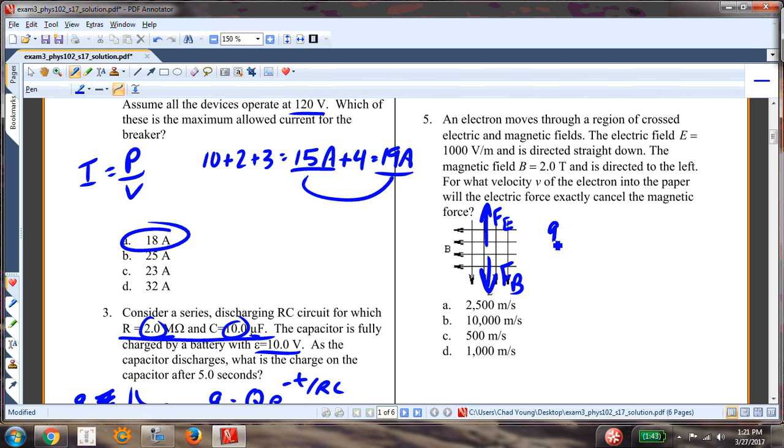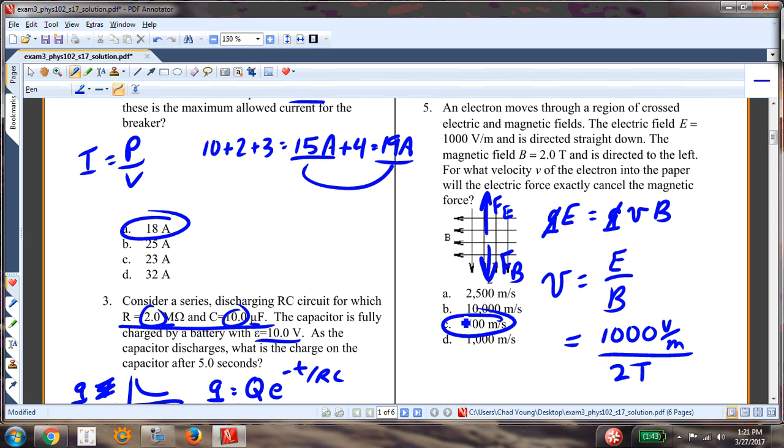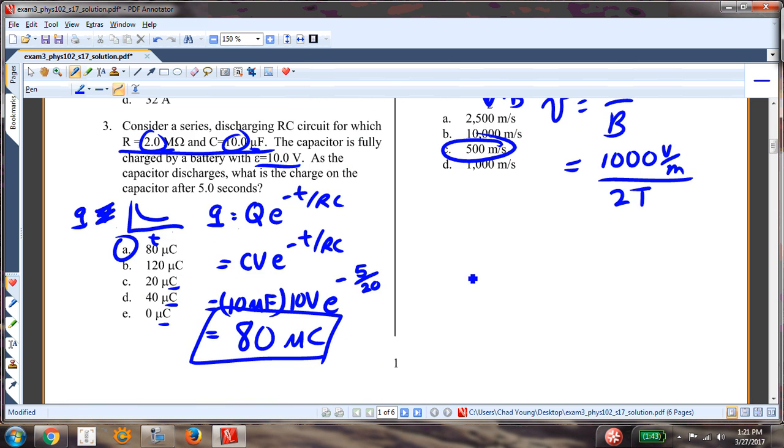So the electric force is equal to Q times E, and the magnetic force is equal to QV times B, and the angle is 90 degrees. So I'm looking for V. Look, my Q's cancel, that's convenient. And so V is equal to E divided by B. E is 1,000 volts per meter, or newtons per coulomb. Remember the double units, they can have either, divided by 2 Tesla, so it's going to be 500 meters per second. So number 5 is C.